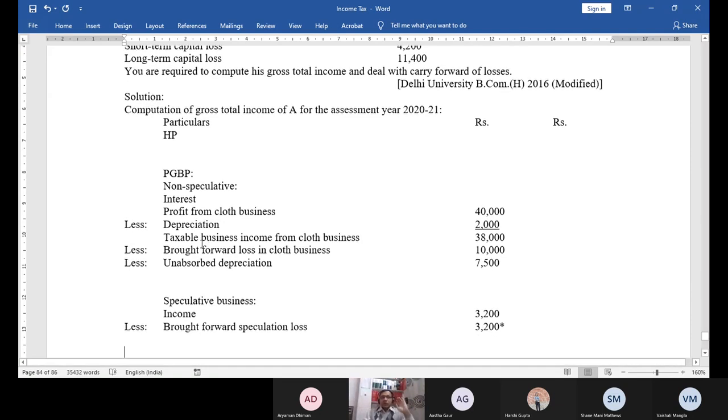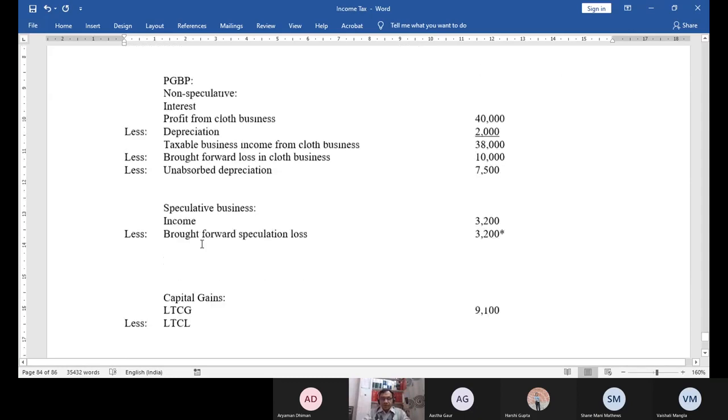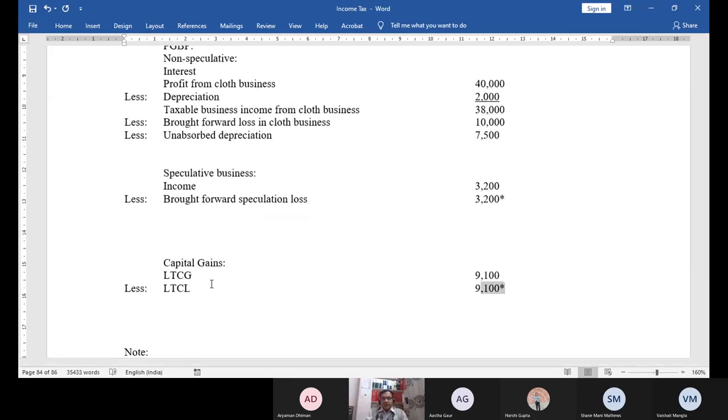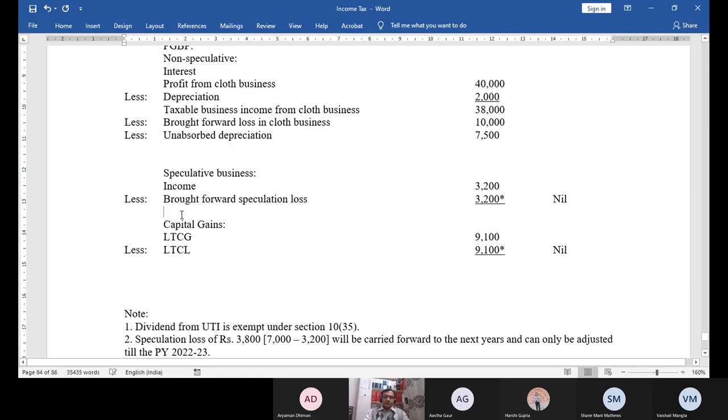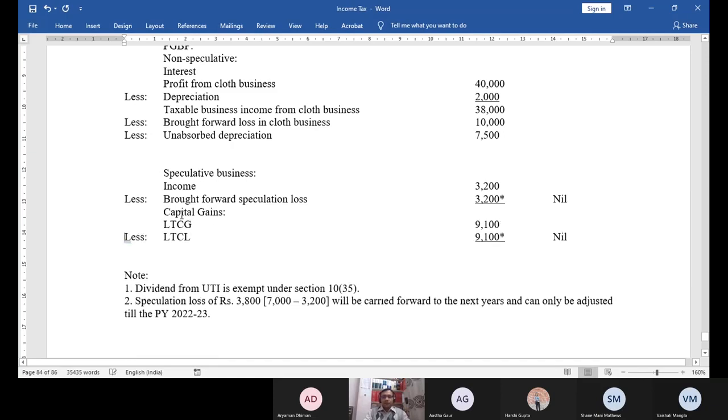Any loss you can adjust. So I have adjusted long-term loss, maximum 9,100, and I will say that total gain has become nil now. Similarly, speculation loss became nil now. But what adjustments do I need to write? So what will you write in the note?